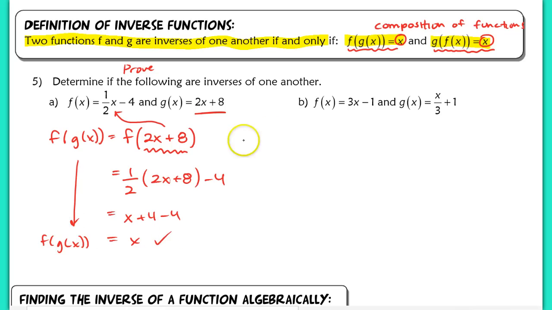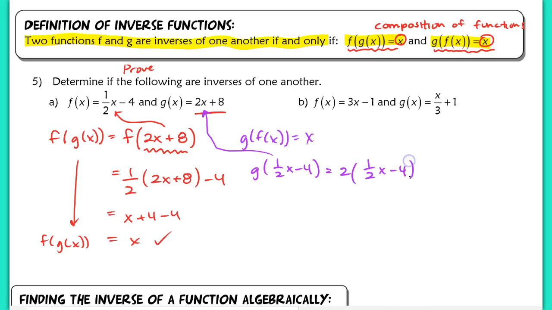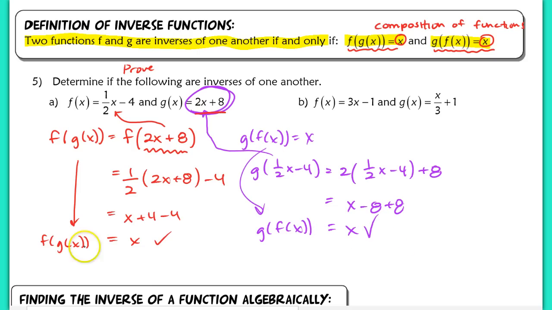Now I need to also test, is g of f of x equal to x? So in this case, I have g of f of x is 1/2 x minus 4. So I'm inputting this into g. So I have 2 times 1/2 x minus 4 plus 8. Okay, so I'm just inputting it right back into here. If I simplify here, I have x minus 8, right, distribute, plus 8, which is equal to x. Therefore, g of f of x is also equal to x. Oops, not equals, equals. So I'm just bringing down that left-hand side here. So because both of them are true, f of g of x is equal to x and g of f of x is equal to x, these are inverses of one another. So yes, they are inverses.